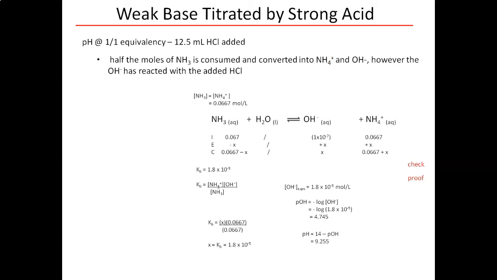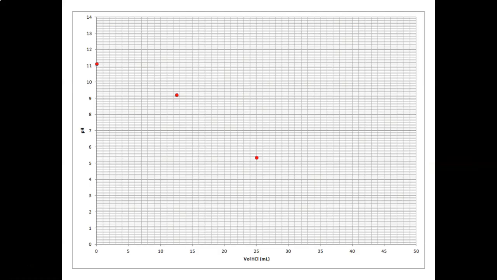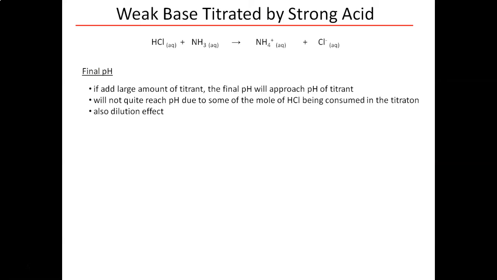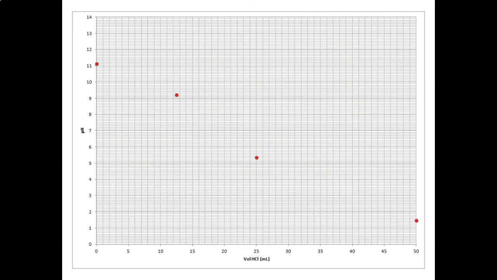For weak bases being titrated by acid, what we find is that my pH at half equivalency is going to be equal to 14 minus pKb. So we can plot that value on our graph. Now, for my final pH, I'm going to add a large amount of HCl. I'm going to approach the concentration of the HCl, but because of dilution, we'll never quite reach it. So I'll have a pH of approximately 1 that I'll approach, but I'll never quite reach.